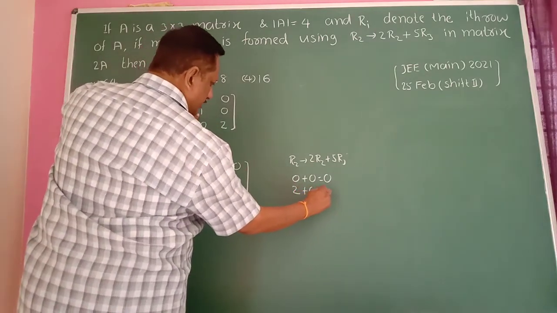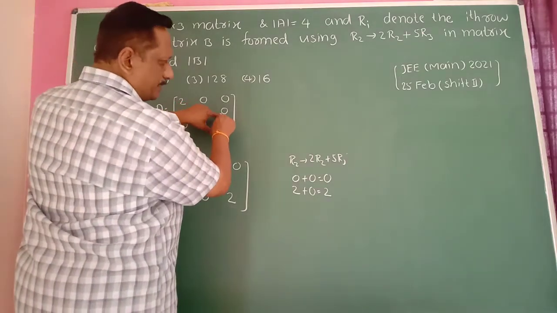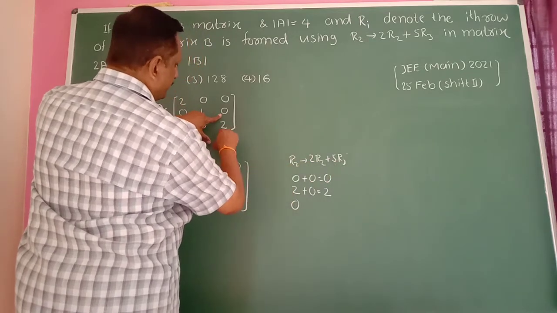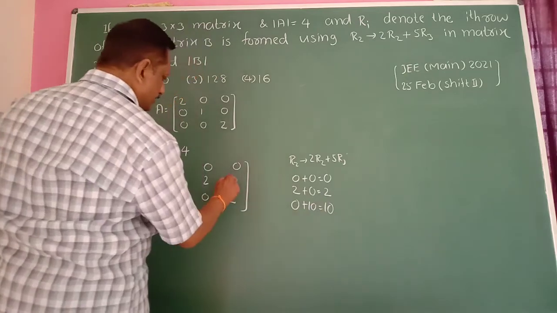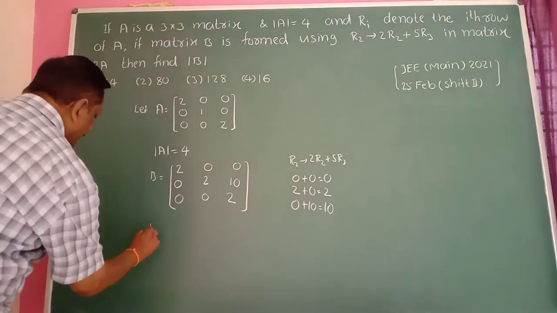Multiply by 5 and add here, so 2 plus 0 gives 2. Then write this as 0. Multiply here by 2, 2 into 0 becomes 0. Multiply here by 5, 5 2s are 10, so plus 10 is equal to 10. So write here 10. Therefore the determinant of B.